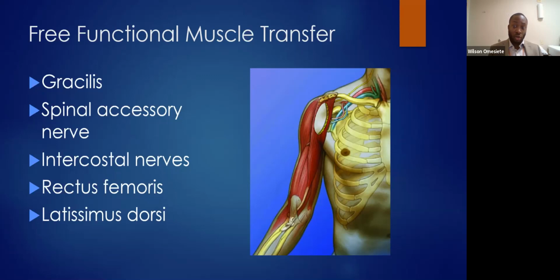So here, we demonstrate generation of elbow flexion with a free gracilis that's neurotized to the spinal accessory nerve. Coaptation of multiple intercostal nerves, as previously discussed, in total plexus injury is also an option in free functional transfer. Rectus femoris and latissimus dorsi are also reliable options, and as is necessary during the reconstruction, the denervated muscle can be excised and removed to create space for these relatively bulky flaps.